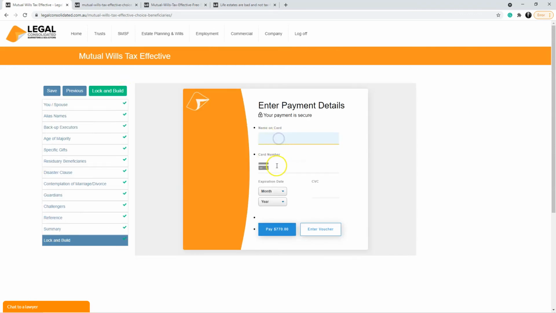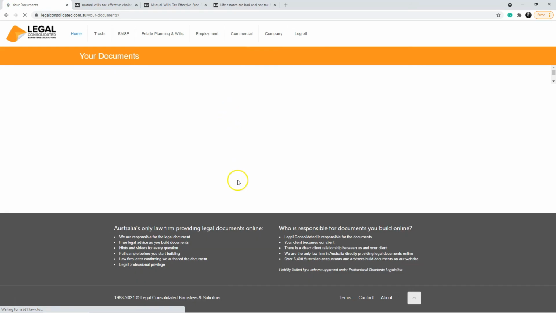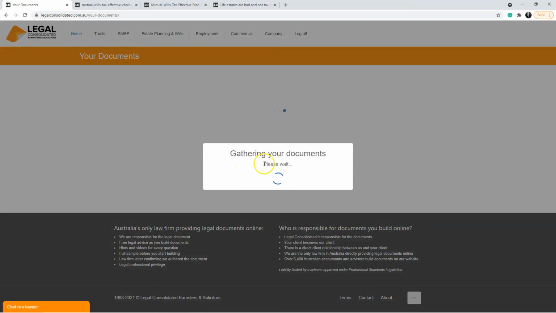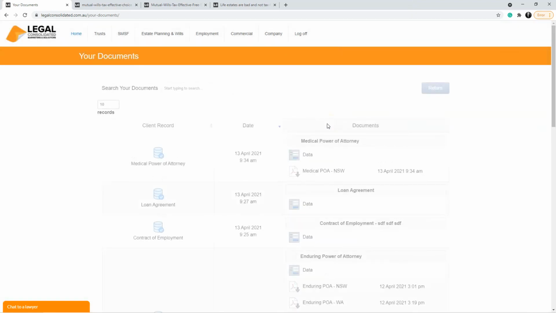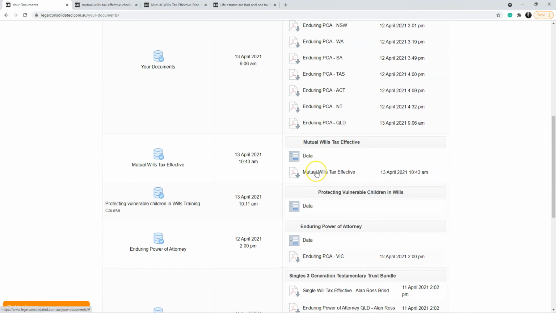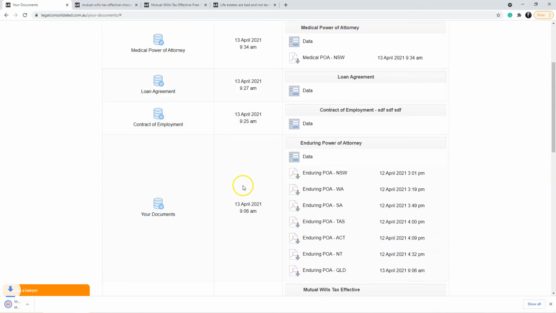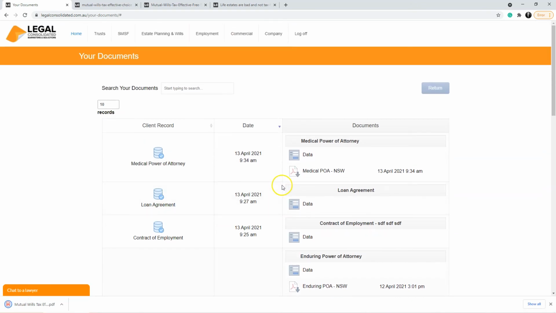Put in my credit card details. And my credit card details have been accepted, and the document within about 12 to 20 seconds has now been emailed to me, and I can also access it. And I can come back today or in 20 years' time and access any document I've built on the Legal Consolidated's website. So there's the mutual tax effective wills we've just built. And let's have a look at them.